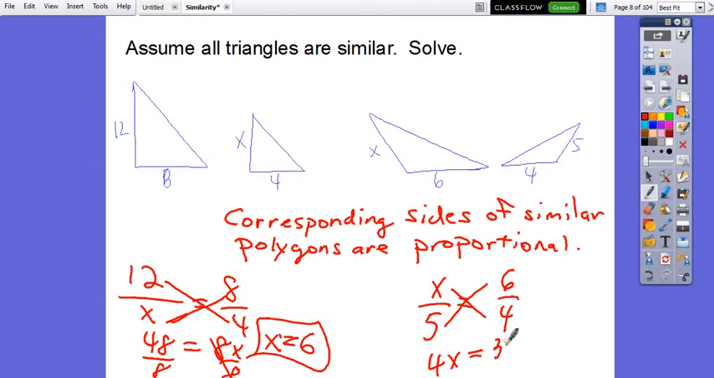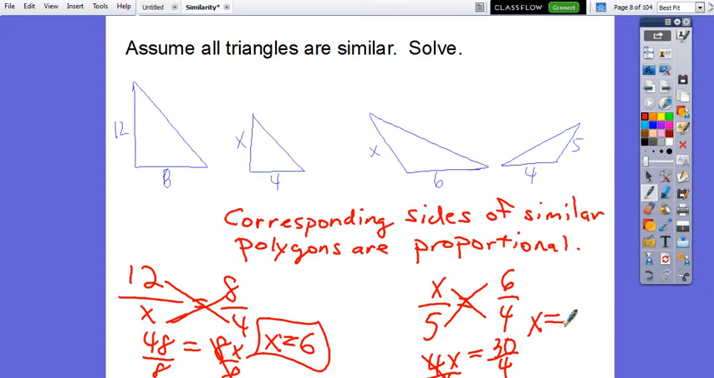Divide both sides by 4. You will have a calculator if you want to use it. When you plug that in, you get, let's see, 7.5, I believe. 7.5. Let's see. 30 divided by 8. You got it? 30 divided by 8, 7.5.